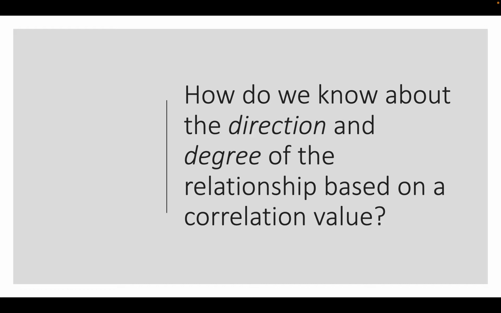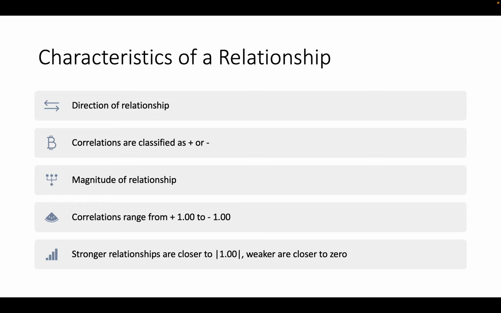So like I said, a correlation can tell us about the direction and the degree of a relationship. But how do we come to know that? Well, the direction of a relationship will be either positive or negative. The magnitude will be a value ranging from negative 1.00 to positive 1.00. Stronger relationships are closer to the absolute value of 1, so positive or negative, and weaker relationships are closer to 0.